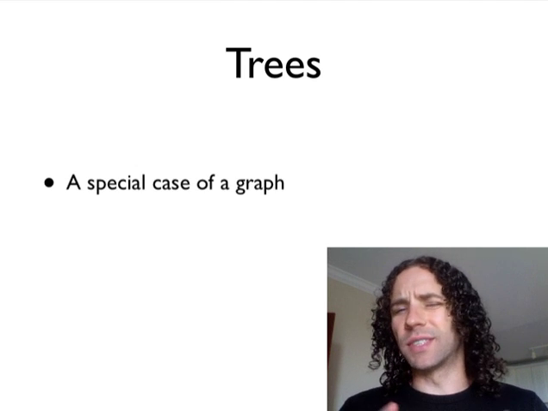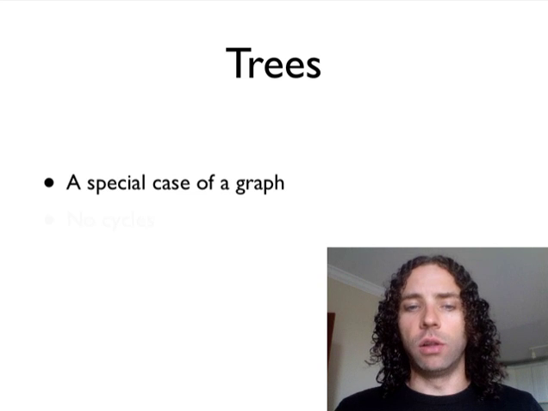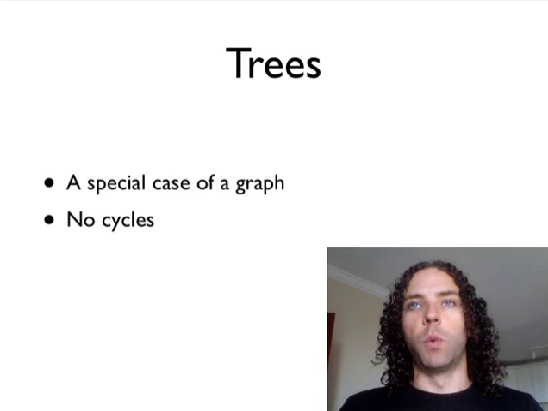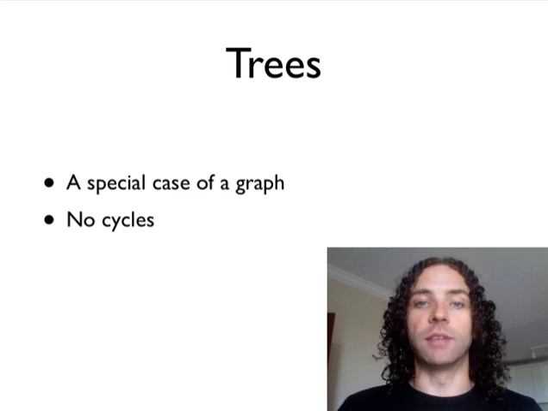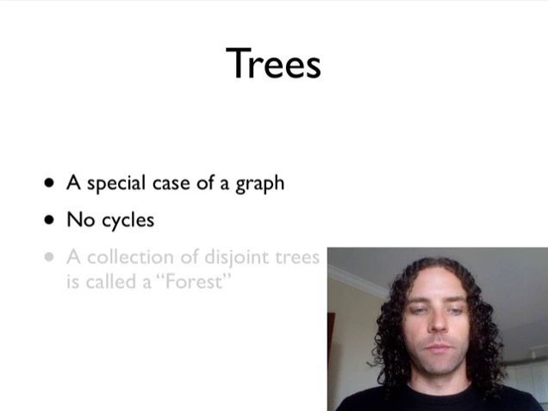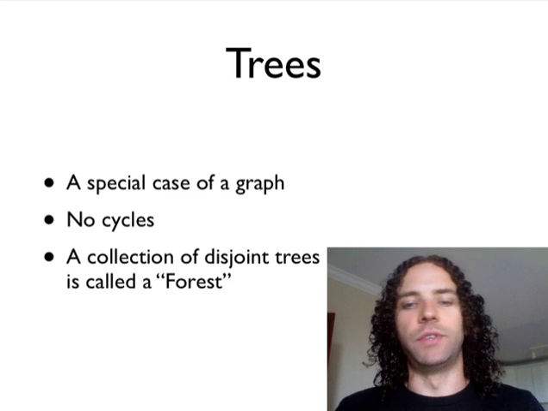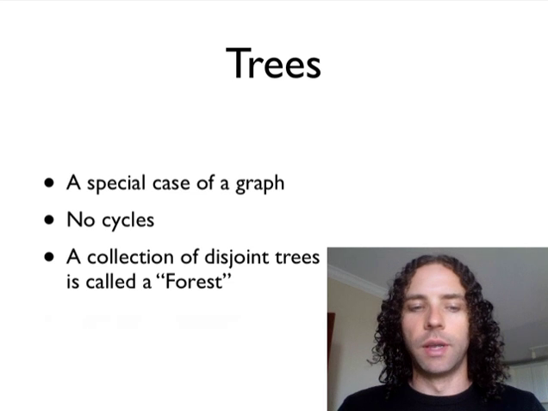So a tree is just a special case of a graph. All it means is that there's no cycles in it. So a graph can, for example, have the way of moving in a circle between multiple states. Trees don't allow that. Also, you can have a collection of disjoint trees, which is called a forest.